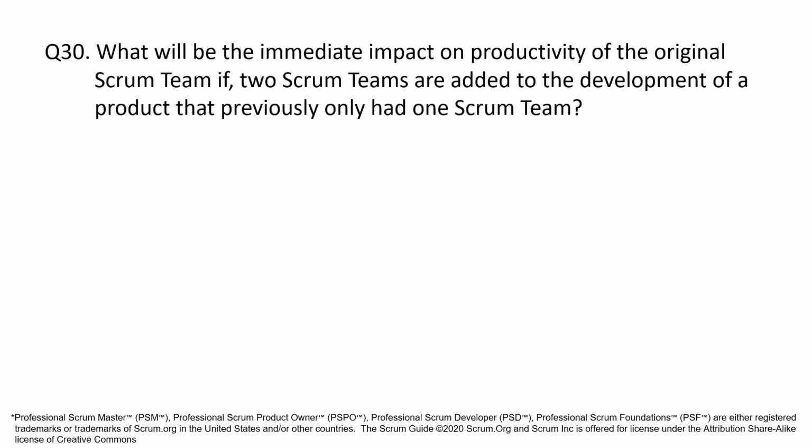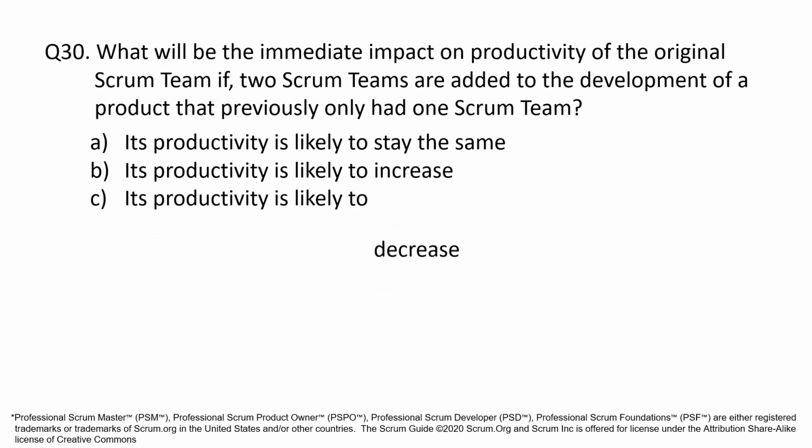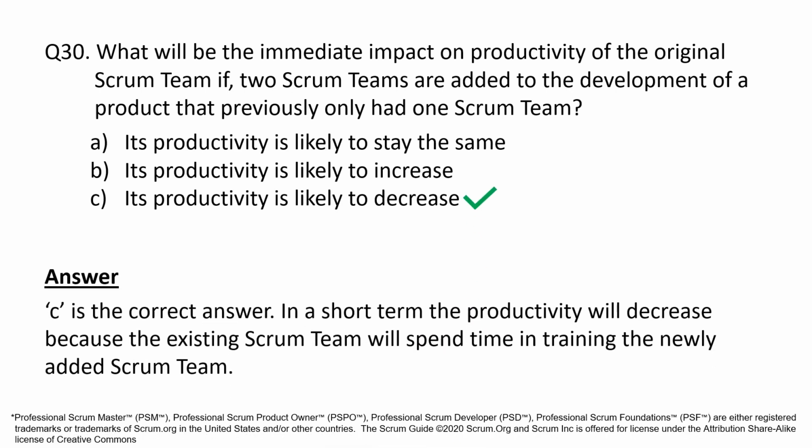Question 30. What will be the immediate impact on productivity of the original Scrum team if 2 Scrum teams are added to the development of a product that previously only had 1 Scrum team? A. Its productivity is likely to stay the same. B. Its productivity is likely to increase. C. Its productivity is likely to decrease. Option C is the correct answer.